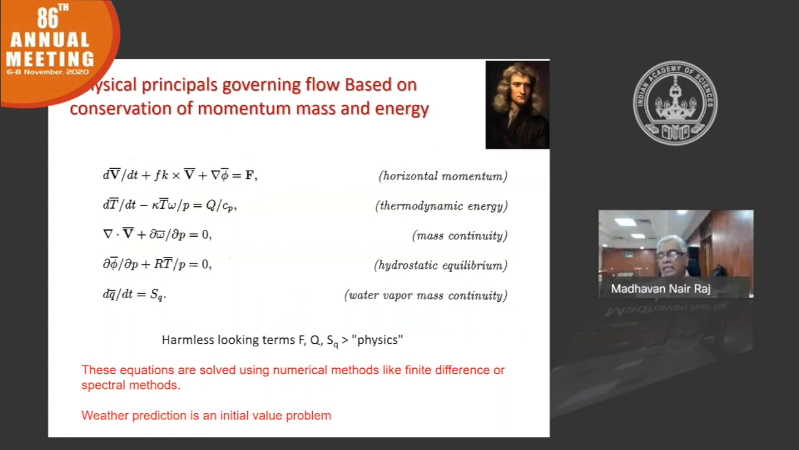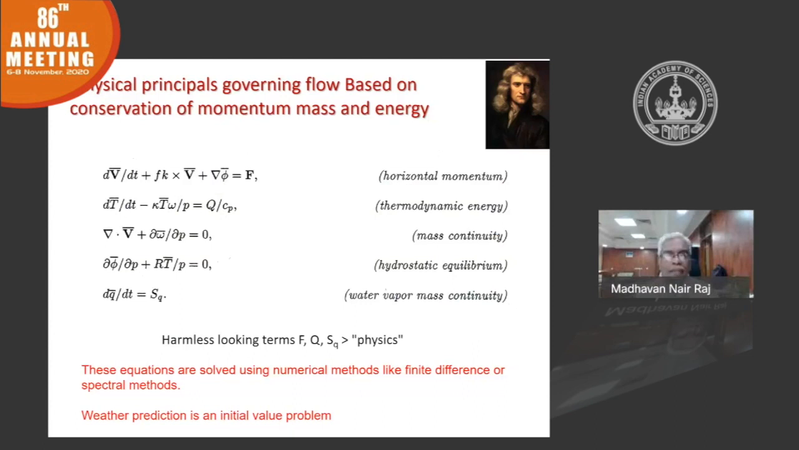So weather prediction is basically an initial value problem. If you know the initial value, you can predict it for the future. And the quality of initial data also will determine how good the forecast skill is. If the initial value is better, the forecast output will also be better. Of course, forecast skill depends upon many other factors. So the quality of initial data is one of them.